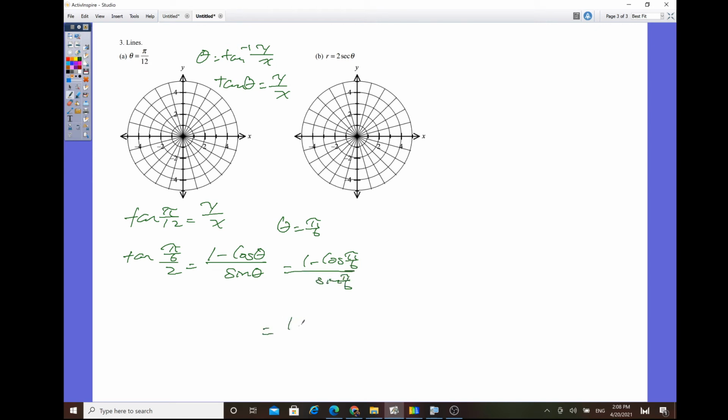So this one is written as 1 minus cosine of pi over 6 over sine of pi over 6. Cosine of 30 degrees is root 3 over 2, and sine of 30 is 1 half. Multiplied by 2 top and bottom, we have 2 minus root 3 over 1. So it's 2 minus root 3, so that equals y over x. And then we just need to cross multiply, so y equals 2 minus root 3 times x.